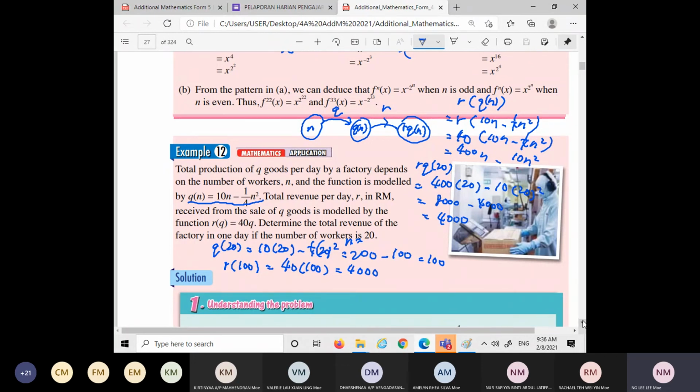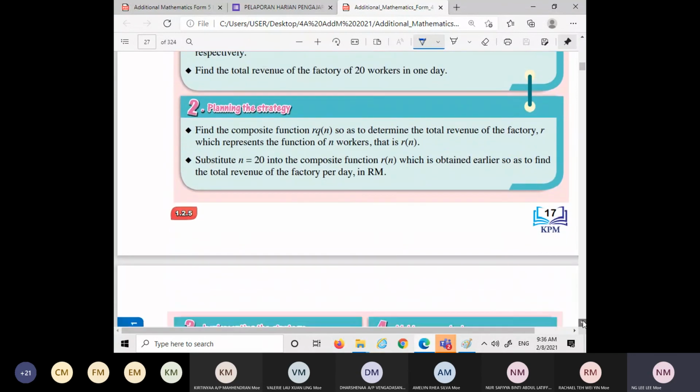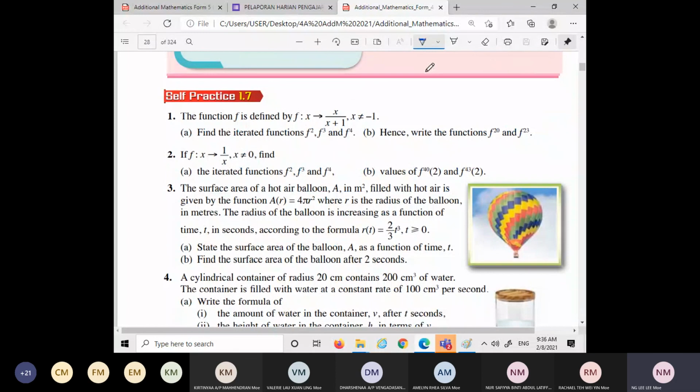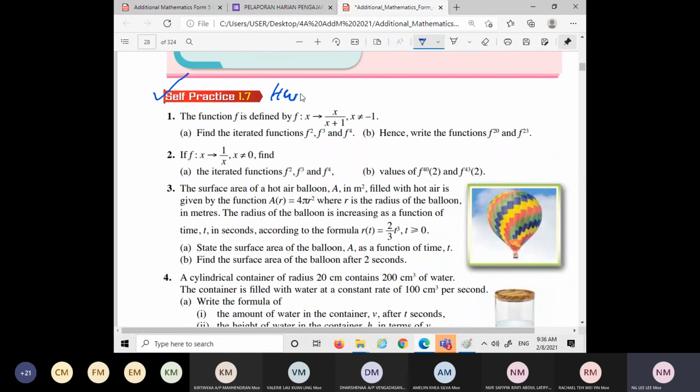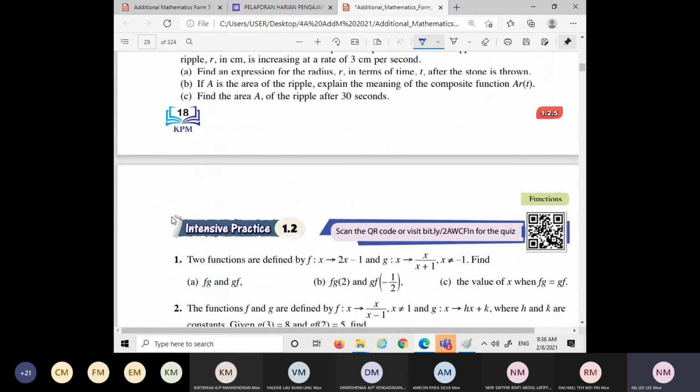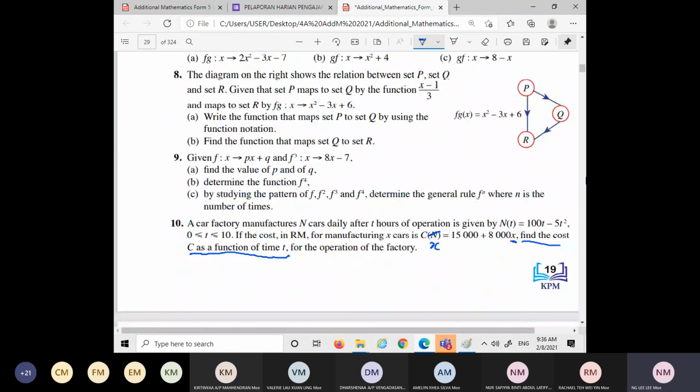Actually that's all for today. Any questions to ask, you can ask now. Now we look at the homework. I want you to do this: practice 1.7, you have 5 questions here, and then continue with intensive practice 1.2. You have 10 questions, so 15 questions altogether.